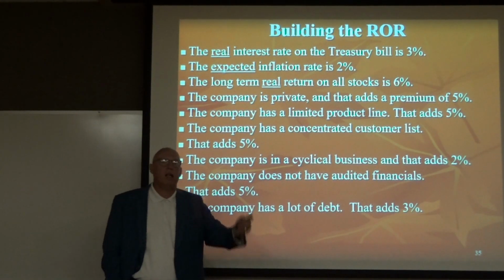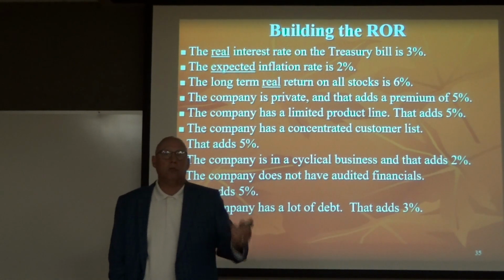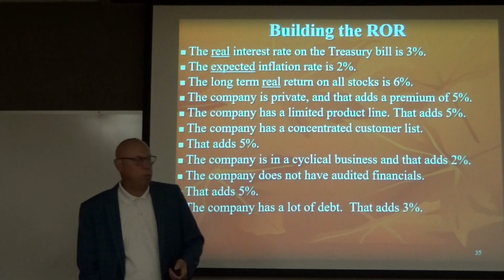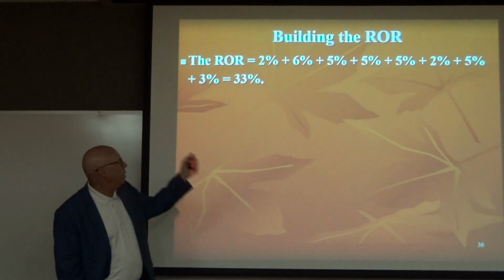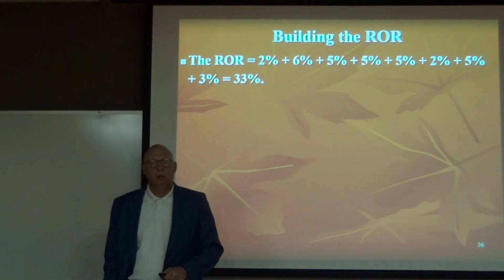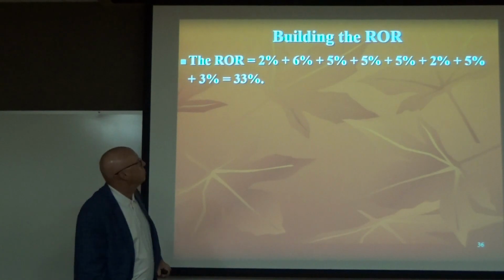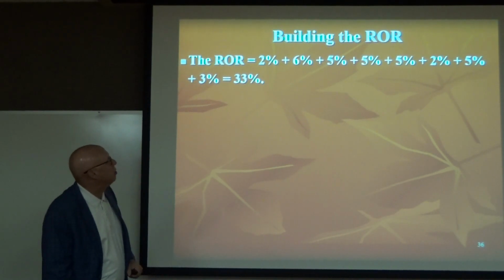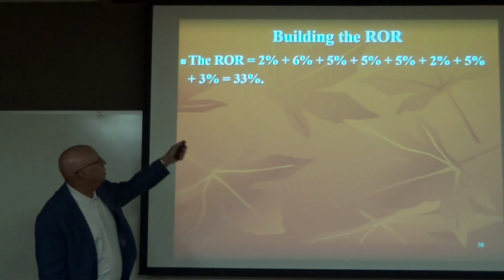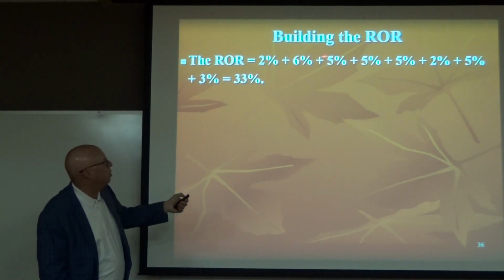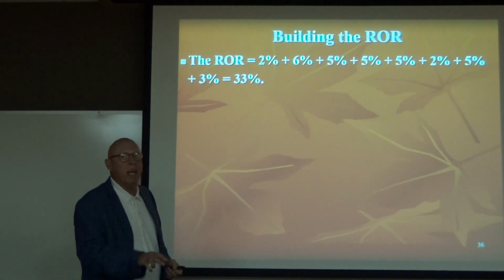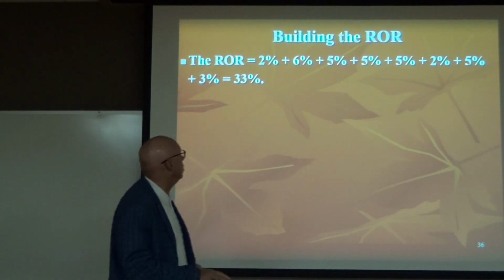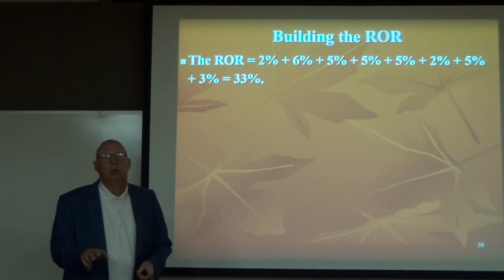The company has a lot of debt. You're buying that company, you're taking on the debt. That adds another 3%. Now what are we at? 31%, I think, something like that. Okay? I missed something. So we're at 33%. 33%. Okay? All the things here, each of these represents a different risk, and these are components of the risk premium. Okay? So in order to justify making this risky investment, we have to earn 33% annually on our investment.